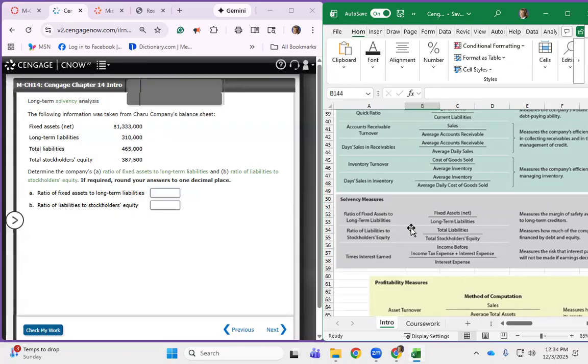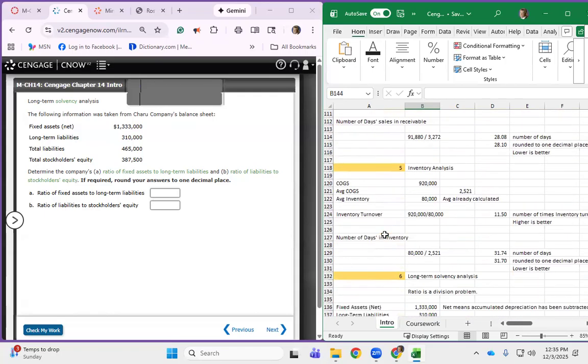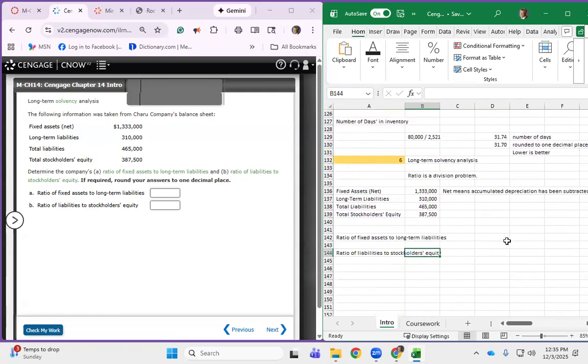Then it's going to take the long-term liabilities. So we're basically going to divide fixed assets by your long-term liabilities for the very first one. And then the second one is just taking your total liabilities and dividing it by your total stockholders' equity. I always liked that one because it was very straightforward. There was nothing else you had to calculate before you did that one.